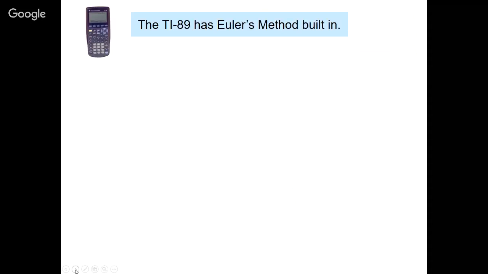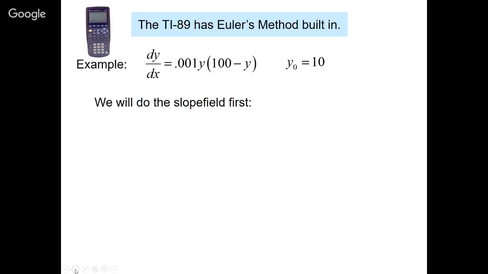All right, well, guess what? Your calculator, believe it or not, can do this method. All right, so we're going to do an example. And this is a logistic example, which we'll talk about in the next couple of lessons here. But we're going to type this on the calculator, and we're going to do the slope field first. And yes, you can do slope fields on your calculator.